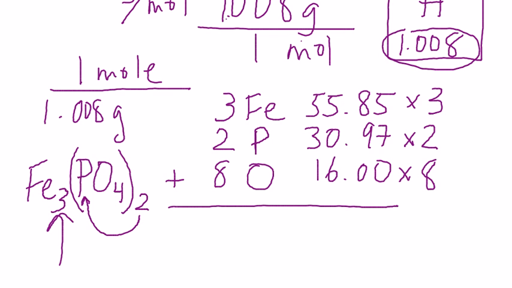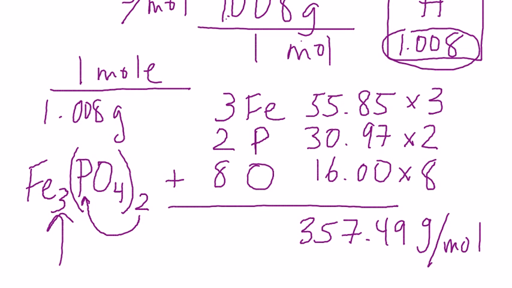So you should put this in your calculator right now. 55.85 times 3 plus 30.97 times 2 plus 16 times 8 has a grand total of 357.49 grams per mole for the compound iron 3 phosphate.